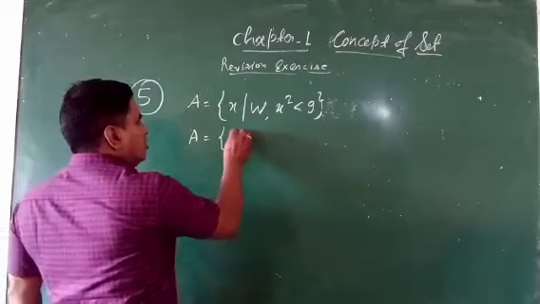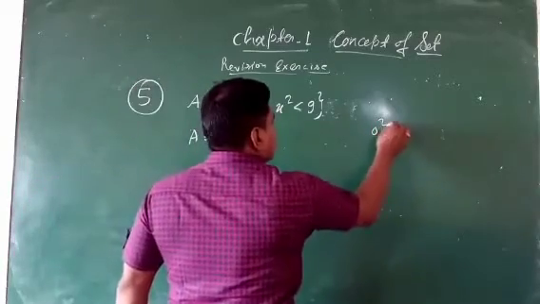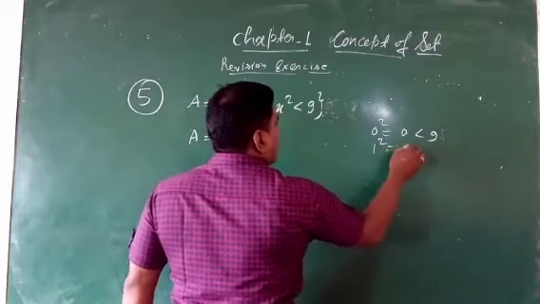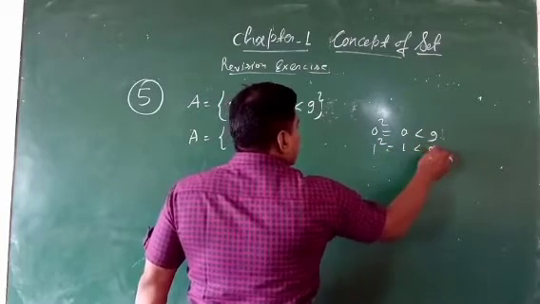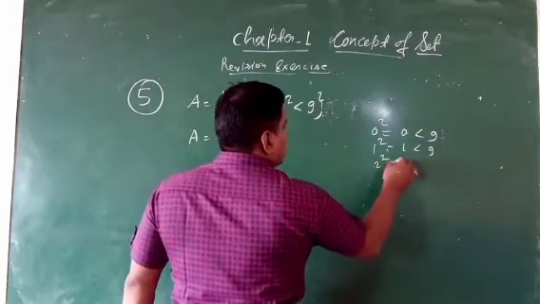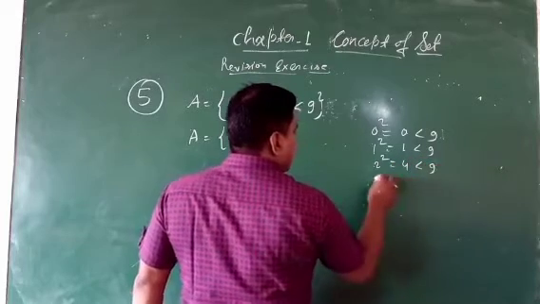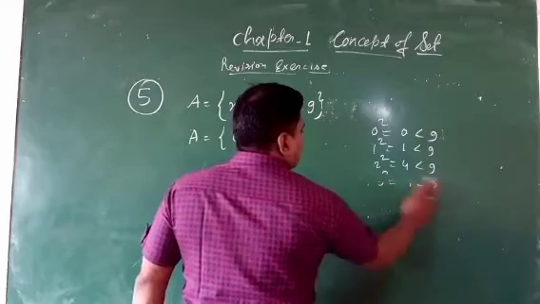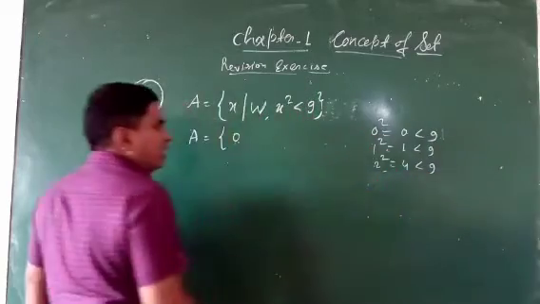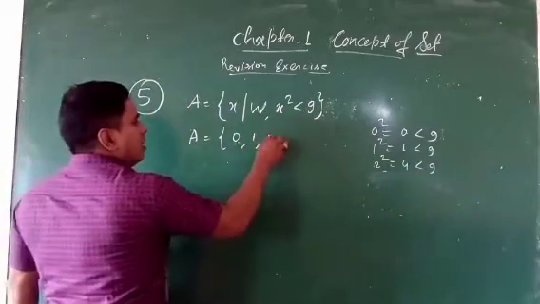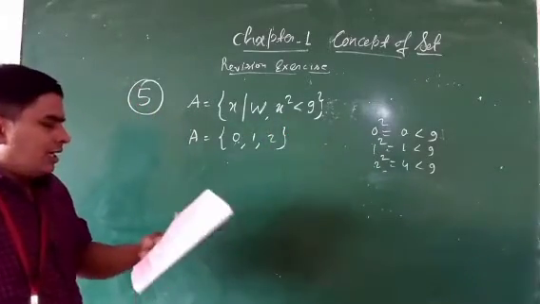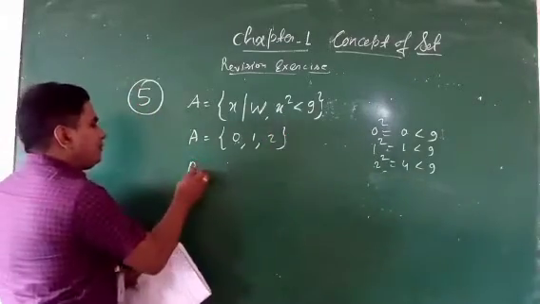So 0, because 0 square is equal to 0, less than 9. 1 square is equal to 1, less than 9. 2 square is equal to 4, less than 9. 3 square is equal to 9, not less than 9. So we will take only 0, 1 and 2.